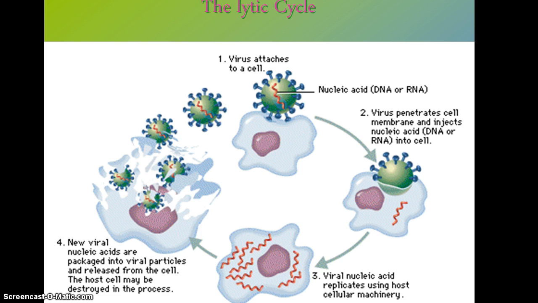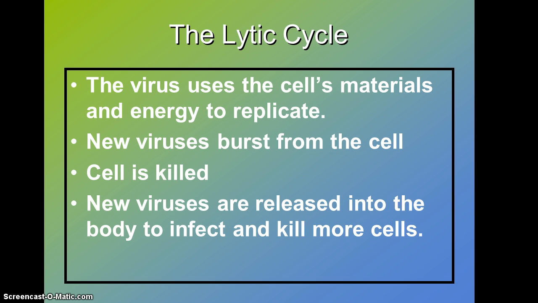Virus penetrates cell membrane and injects the nucleic acid. Viral nucleic acid replicates using host cellular machinery. New viral acids are packaged into viral particles and released from the cell. The host may be destroyed in the process. So those steps are attachment, penetration, biosynthesis, maturation, release. They just combined one of them, so there's only 4 steps here. So the lytic cycle is those basic 5 steps that we've been talking about.